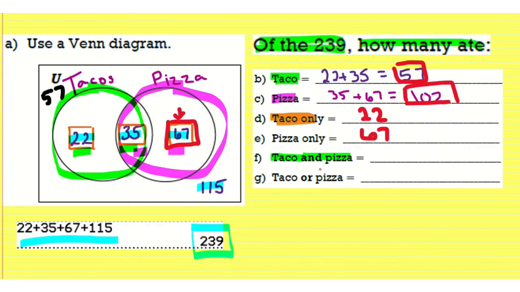Anytime you have the word and, you're talking about both tacos and pizza. And the both area is this thing in the middle. This in the middle, the overlap, is where they have both tacos and pizza. And that means and both tacos and pizza. So the 35 is the number that is both of those together. The people that chose both tacos and pizza is the 35, and that is in the middle.